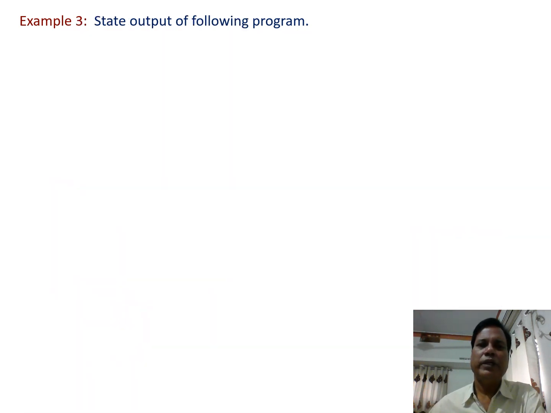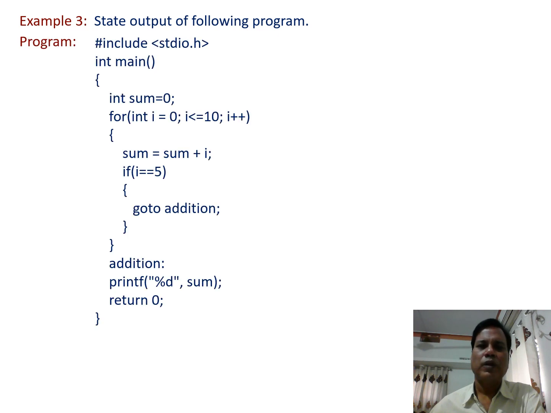Now, in another example, number 3, state the output of the following program. So the program is given, and what would be the output of it? We have to tell. So we have to go statement by statement and try to understand what would be its output. Then int sum equal to 0. Variable sum is declared, which is of integer type, and its value is initialized to 0.